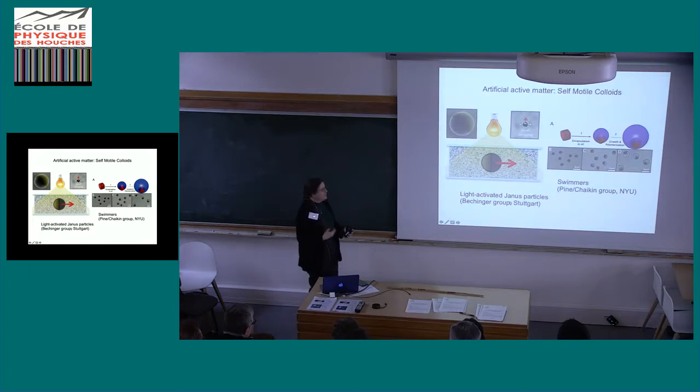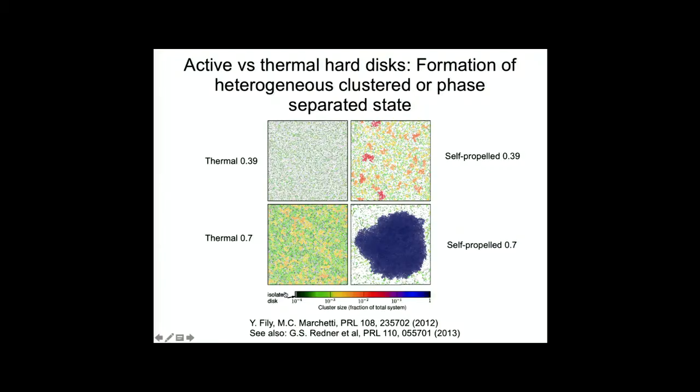These are basically plastic balls. In this case, this one has been coated on one side with a metal, such that when you shine light on it, there's a local demixing reaction in the water, and it can actually swim forward under its own power. It doesn't quite run and tumble. It actually gradually diffusively changes its direction of motion, but that doesn't really matter. So there's been a number of groups that have now created this artificial active matter.